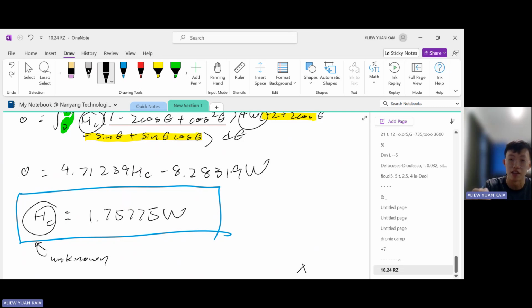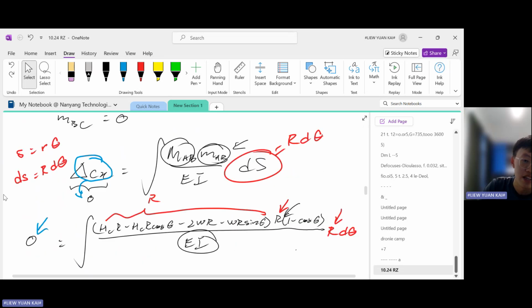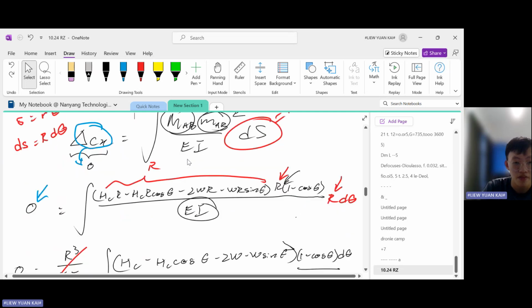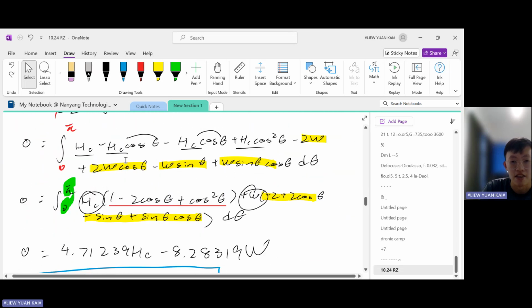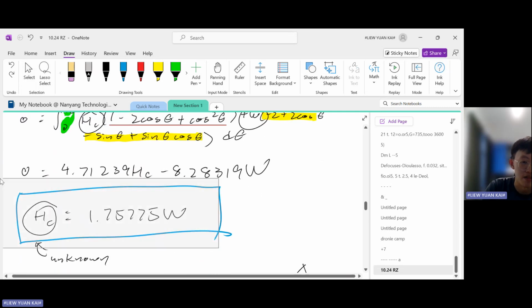So you apply the unit load method for the horizontal displacement, right? In the virtual load analysis, I apply a horizontal unit load because I want to find the horizontal deflection. But I already know that the deflection based on the geometry is 0 because it's fixed within the slot. It cannot move left and right. So by using this fact, I can find a single equation to help me find HC. Then I find HC in terms of W.